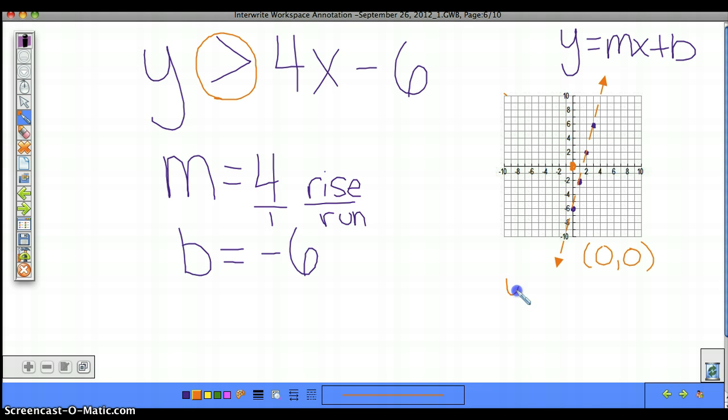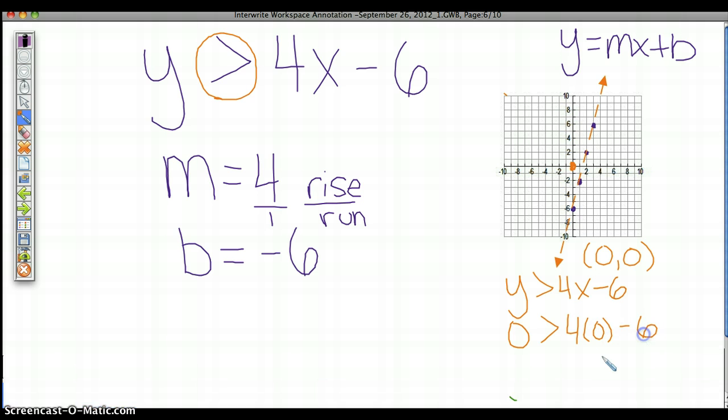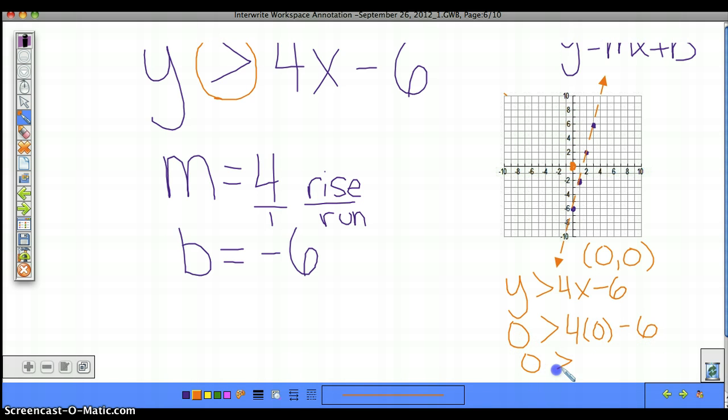So I'm going to plug this into my equation. So we have 0 is greater than 4 times 0 minus 6. So we have 0 is greater than negative 6 because this cancels out. This is true. So I want to shade in the direction of 0, 0. So I'm going to shade everything to the left of my line. We cannot forget to shade on inequalities because any of these could be a solution.